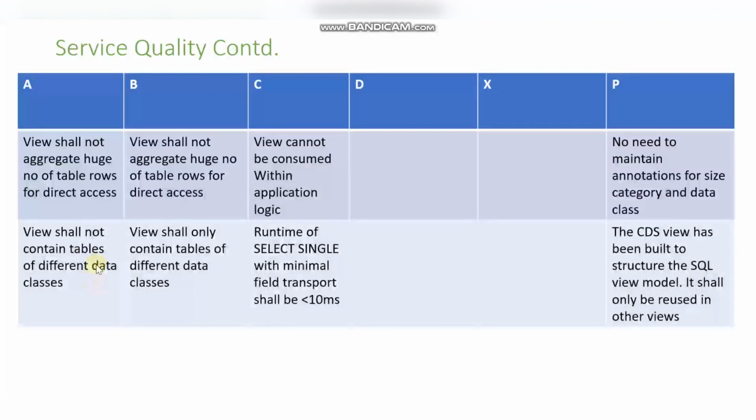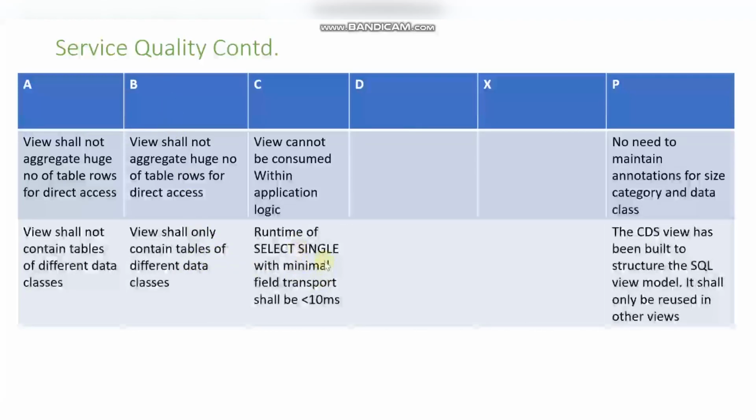So if you observe in our previous slide, we have data classes which are transactional and master data. With a combination of those, the CDS view should not have, like, one table... all the tables should be the same. It should not contain one transactional data table and one master data table. So you cannot make it that way if you make it as A, and it can contain different data classes in case of the B value.